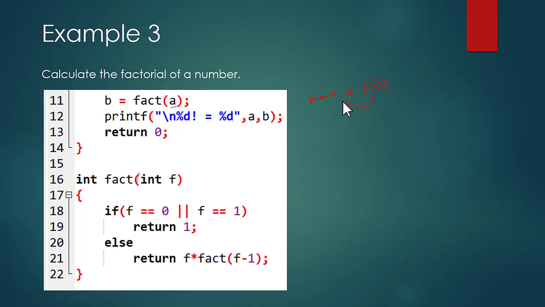So it will return 1 value to the main function, and that will be stored in b. So it will show factorial of 0 is equal to 1.